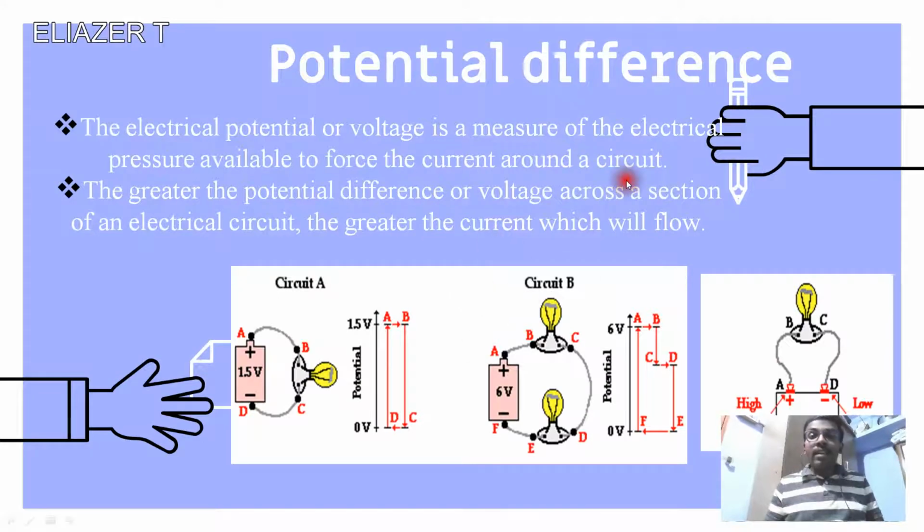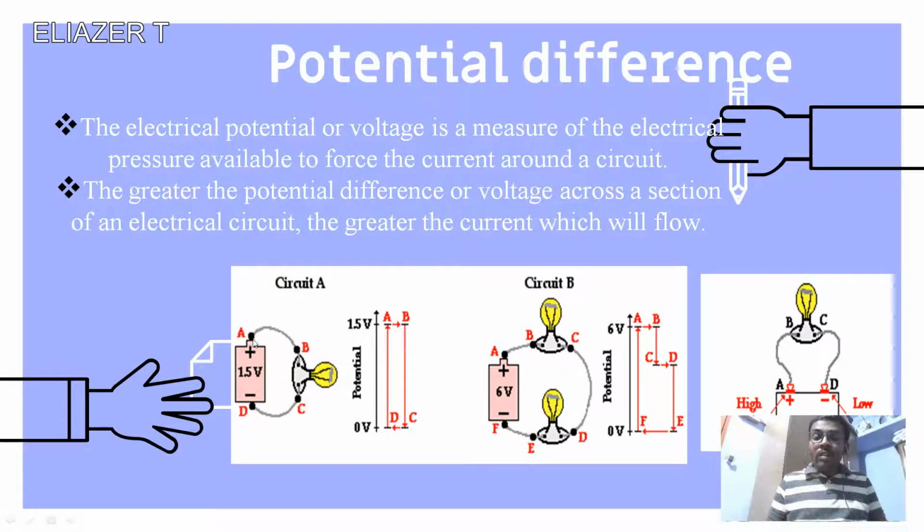So let us look at the potential difference at two specific points in an electrical circuit. Look at this circuit, A and B. See here, a 1.5 volt battery is connected to power the lamp. Here, between points B and C, there is a lamp connected, and the circuit is complete. That means it is connected fully without any break. It is a closed circuit.